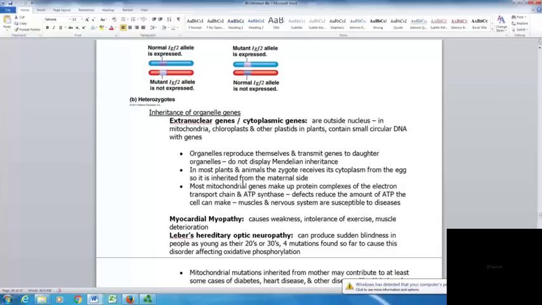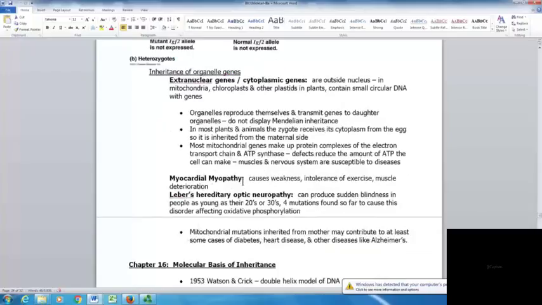One example is mitochondrial myopathy, which causes weakness, intolerance of exercise, and muscle deterioration. Another example is Leber's hereditary optic neuropathy. This can produce sudden blindness at a relatively young age in people as early as their 20s or 30s. So far, they've identified 4 mutations that cause this disorder and affect oxidative phosphorylation. These mitochondrial mutations inherited from the mother may at least contribute to some cases of diabetes, heart disease, and several other diseases like Alzheimer's.